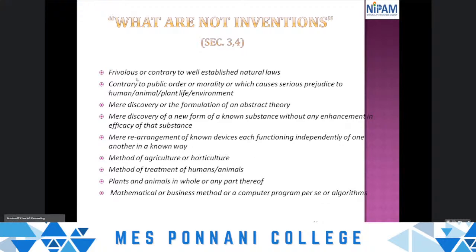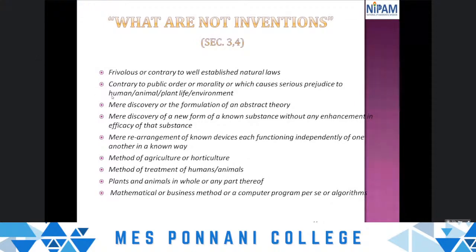First is anything that is frivolous or contrary to well-established natural laws. For example, if somebody claims to have developed a machine which produces an output without any input. We all know that it is not possible as per the laws of physics, right? Energy can neither be created nor be destroyed. It can only be transformed from one form to another. So such things cannot be patented.